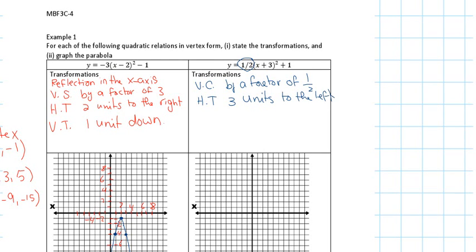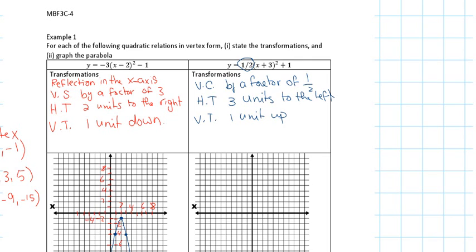Then, perfect. Am I done? It's done, right? There's no more transformation. I've stated all 3 of them in this case. We could do just like that. We don't have to short form just VT.